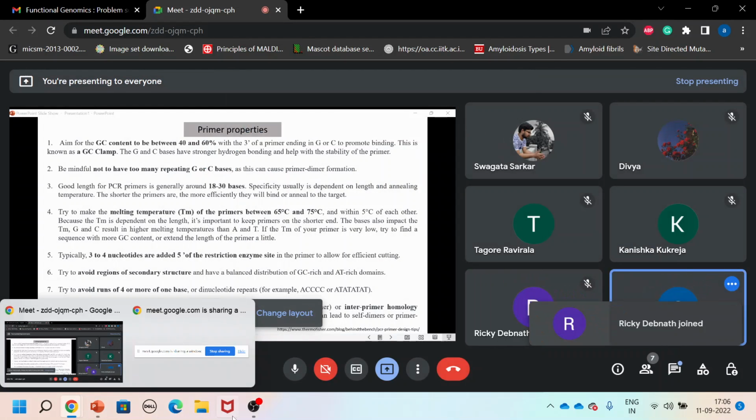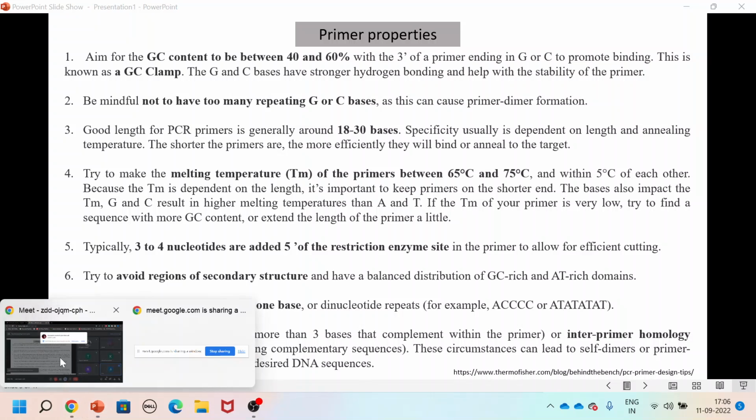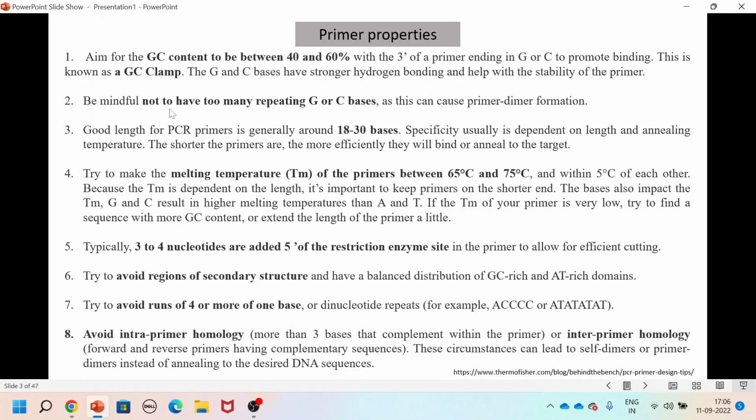So it is important that when we are designing the primers, we take care of the percentage of GC and the percentage of AT composition. It is always preferred that the 3 prime end of the primer be G or C, as it promotes the binding of the primer with our single-stranded DNA. The second point is that it should not have too many repeated G or C, as it may lead to primer dimer formation. G may form a bond with C, and it may lead to dimerization or some hairpin loop-like structure formation in the primer.